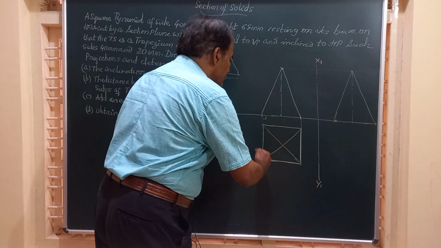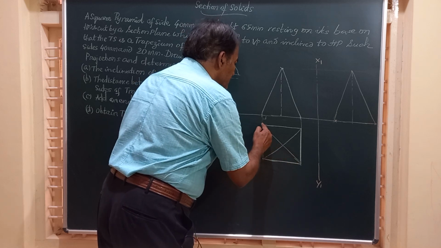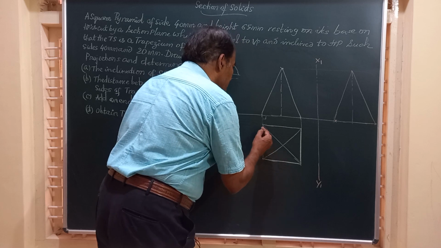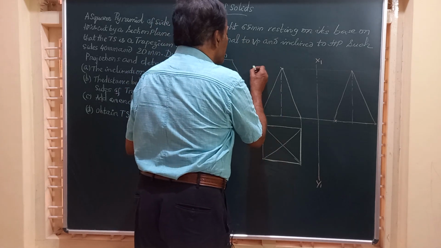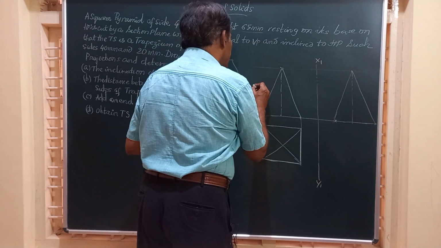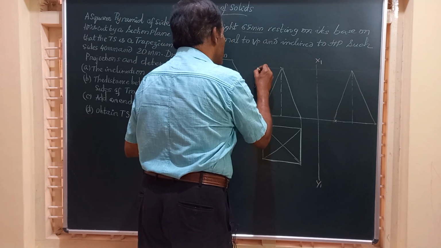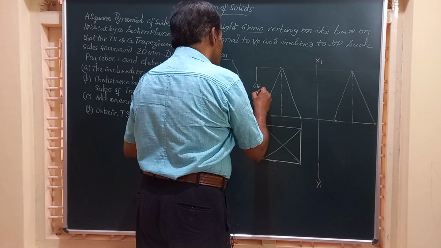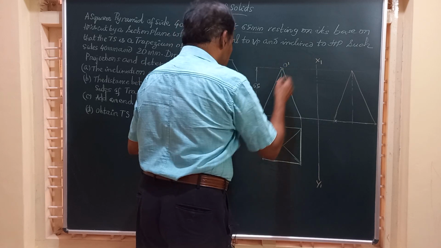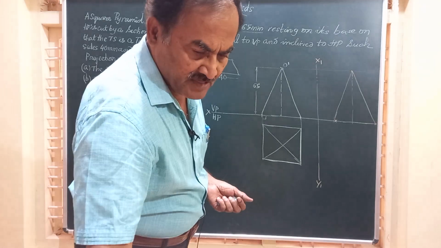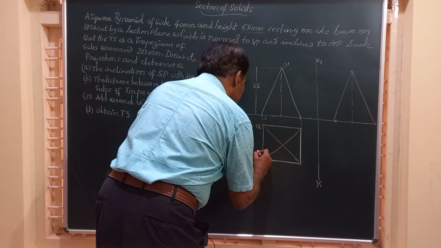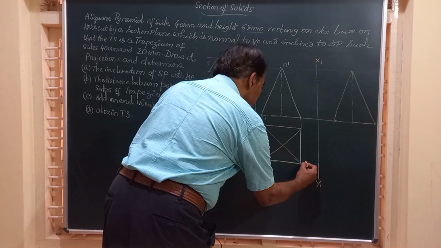Friends, I have placed the pyramid on HP with one of the sides parallel to VP or one of the sides perpendicular to VP, and we have marked the height of the solid that is given as 65 mm. So the height I have taken as 65 mm and I have drawn this front view and top view. The vertex is O dash, and we have here, friends, the other points of the base, namely, we will call it A, B, C, D, A, B, C, and D.